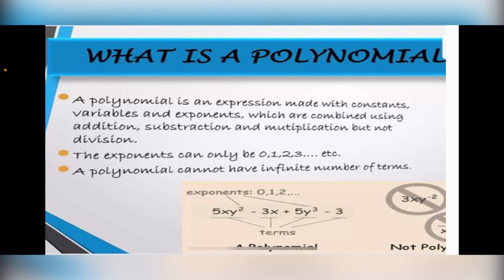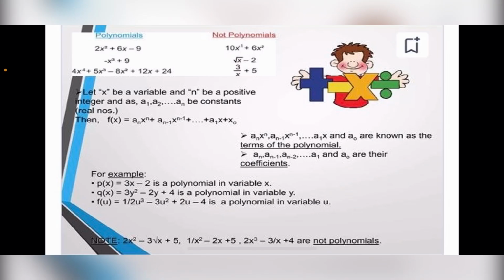Now this is a clear definition of a polynomial. It is an expression made with constants, variables and exponents which are combined using addition, subtraction and multiplication but not division. The exponents can only be from 0 to infinity. And also a polynomial cannot have an infinite number of terms. So here I have differentiated between polynomials and not polynomials.